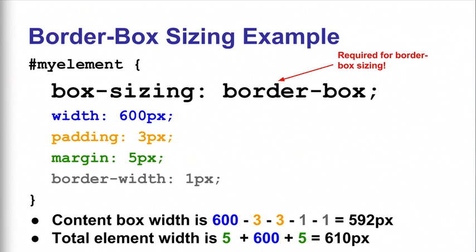the content area. If we have a box with width 600 pixels, 3 pixels padding all around, 5 pixels margin all around, and a 1 pixel border, then the content box is 600 pixels minus 3 pixels of left padding minus 3 pixels of right padding minus 1 pixel left border minus 1 pixel right border, which leaves us at 592 pixels. The overall element width is then 600 pixels plus 5 pixels left margin plus 5 pixels right margin, which works out to 610 pixels in total.